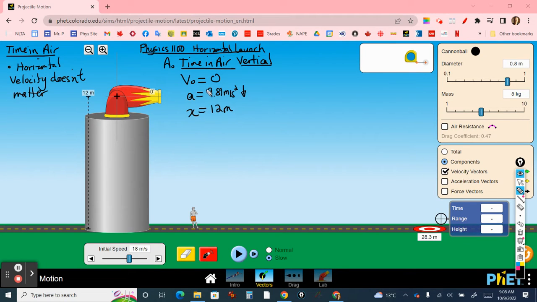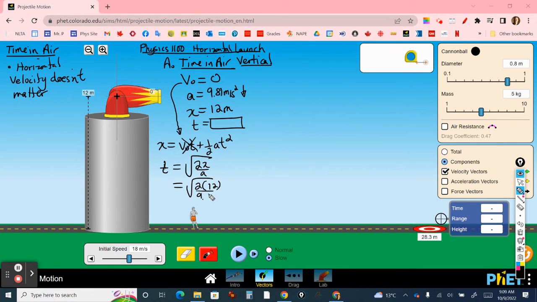Now, I could call both of these negative or both of these positive. Then the two negatives are going to cancel out. It doesn't make any difference. And we're looking for the time that the projectile is in the air. So we're going to use x = v0t + 1/2at². This will vanish because the v0 is 0. And when I rearrange for t, that's going to be the square root of 2x over a, which is the square root of 2 times 12 over 9.81. And when I do that, I'm going to get 1.56 seconds.